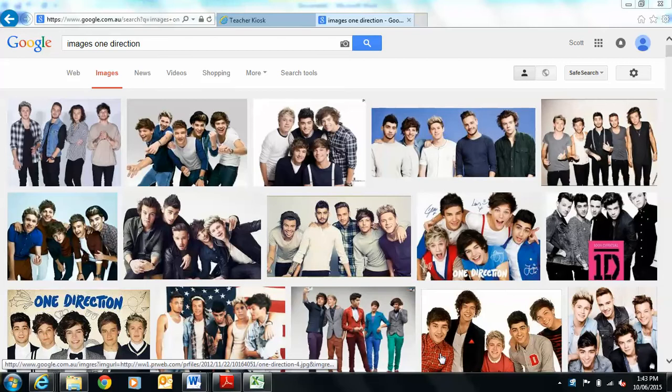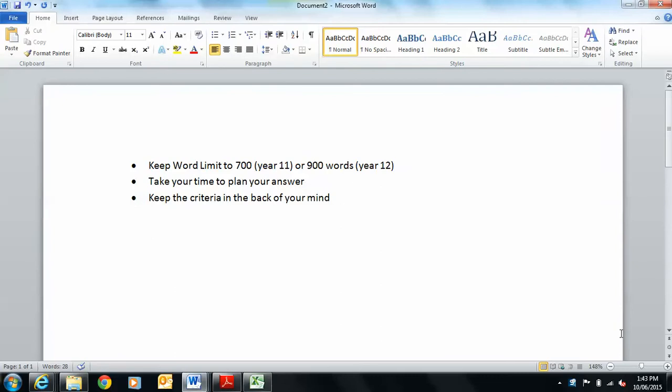I wanted to start by making a couple of points. First of all, there is a word limit, and for this exam, I want us just to be a little bit aware of it. Year 11's at 700 words, Year 12's around 900. That's actually even a little bit more than what the syllabus allows.